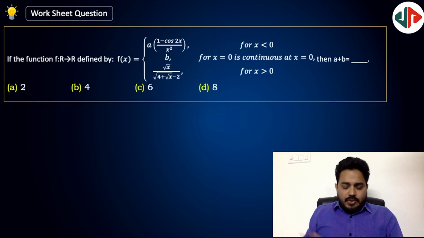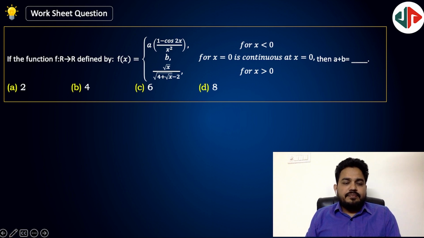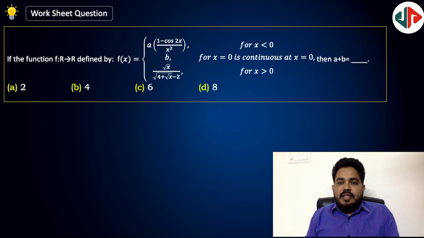So the next question is, if a function is given by this, they are talking about this function being continuous, then the value of a plus b. So clearly you need to find the left side function, the right side function, and the function value is b. So you have to find the limits.